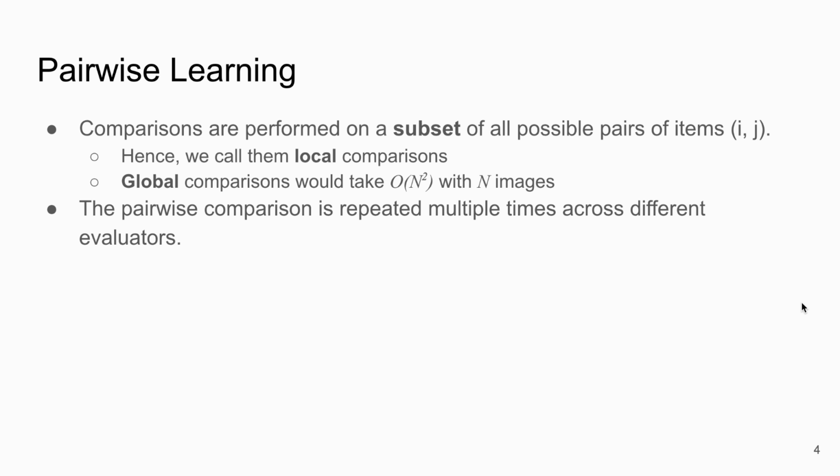Therefore, we call them local comparisons, and we differentiate them from the global comparisons, which include all possible pairs. For instance, for n images, the total number of comparisons in the global comparison set is n choose 2. Also note that the pairwise comparisons are repeated multiple times across different evaluators. This can help to reduce the label noise.